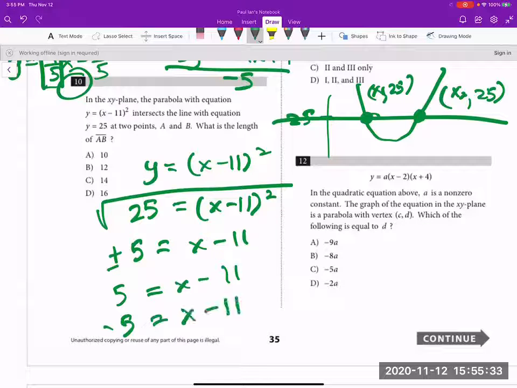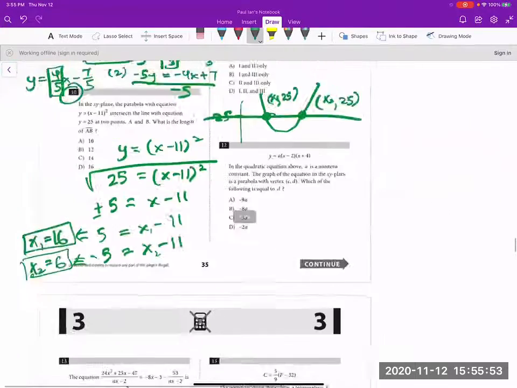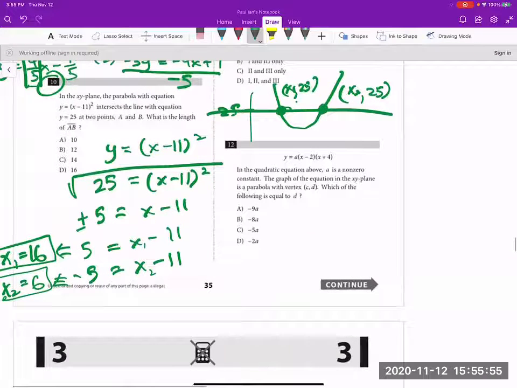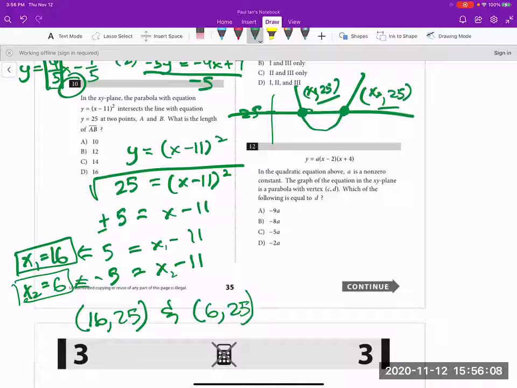X minus 11. So x1 is plus, so that's 16. And x2 is plus 11. That's going to be 6. So these are your two x's in here. So our 2 points are 16, 25 and 6, 25, right? And then now let's go back to the question.